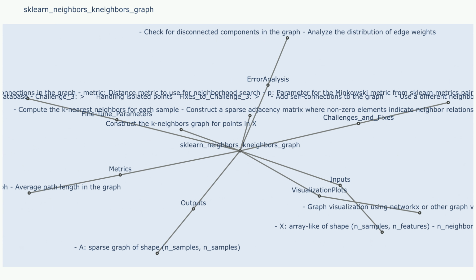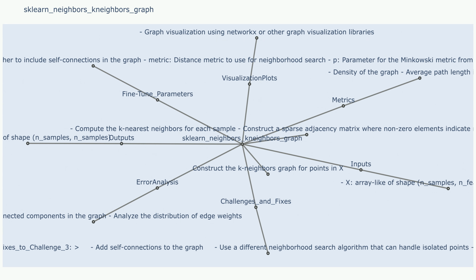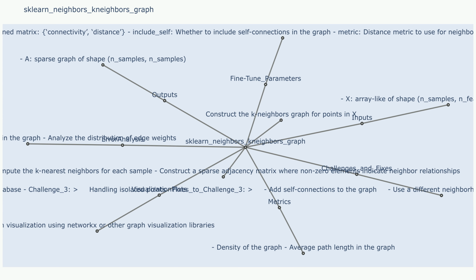Metrics: distance metric. The choice of distance metric significantly influences the resulting graph structure. Different metrics emphasize different aspects of the data, leading to varying graph connectivity and neighborhood relationships. Visualization plots. Graph visualization. The constructed k-neighbors graph can be visualized using graph plotting libraries to understand the relationships and connectivity patterns within the dataset.